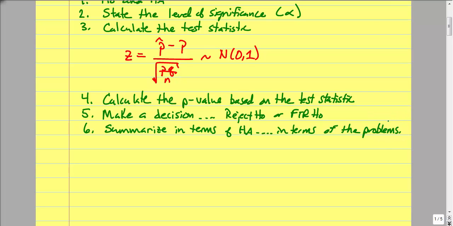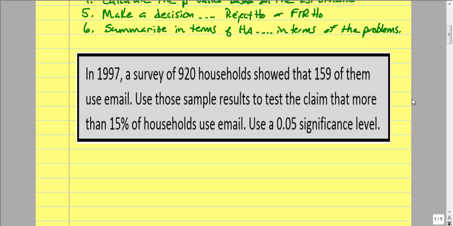So let's go ahead and put up our first problem. In our first problem, we have in 1997 a survey of 920 households. So right away, this is giving me some information. This is n equals 920, n is my sample size. It shows that 159 of them use email. So this is basically my number who use email. That's my number of successes.